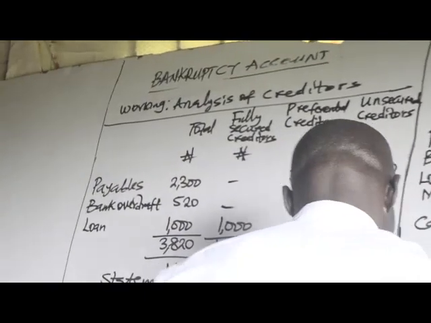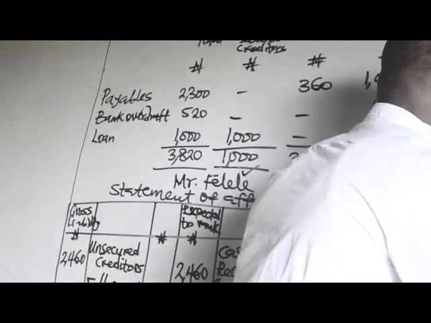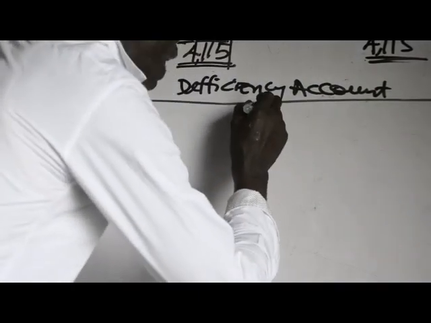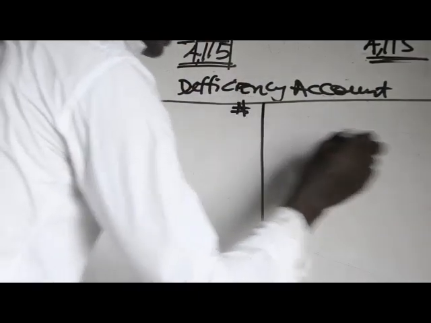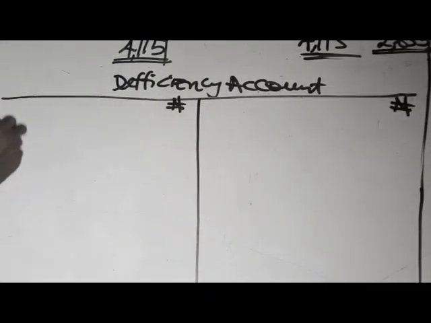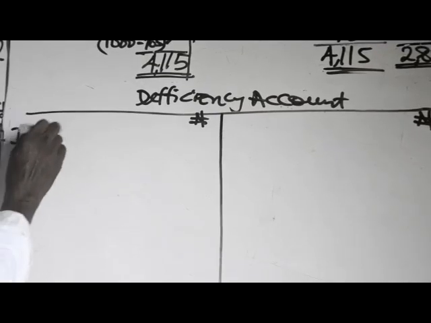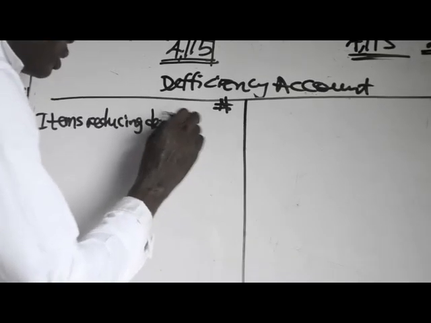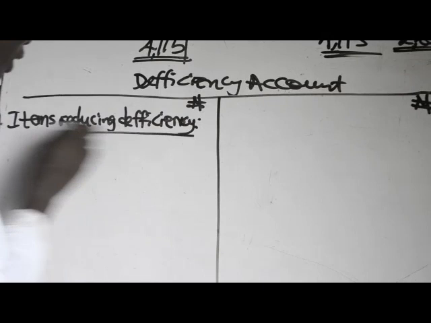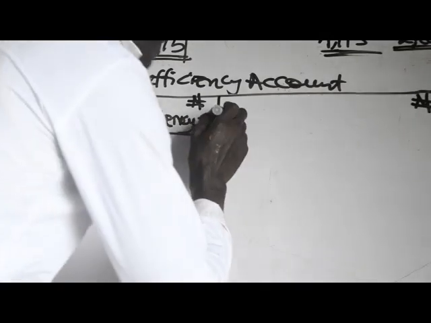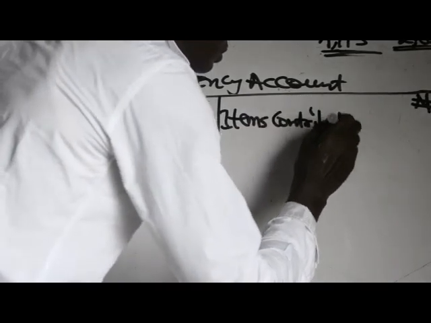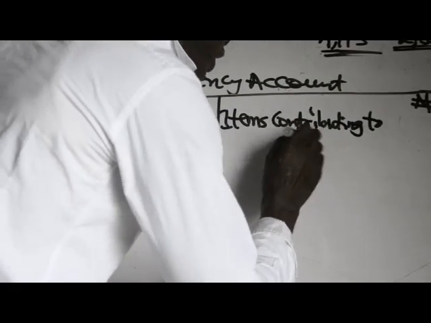So, the deficiency account. Remember, I've told you that there are two sides to the deficiency account. The left-hand side has items reducing deficiency. I've told you that profit usually leads to a reduction in deficiency. While the right-hand side has items contributing to deficiency.